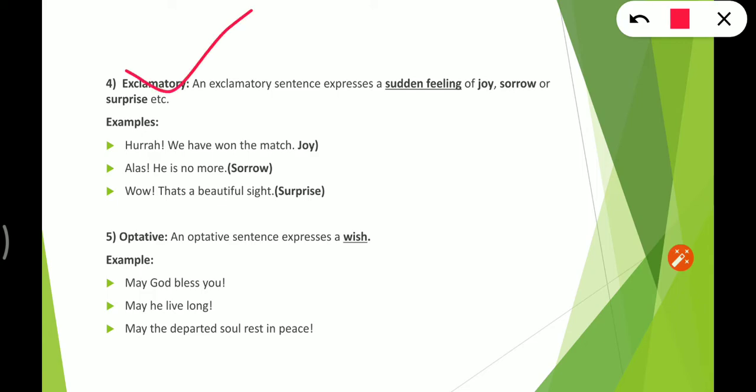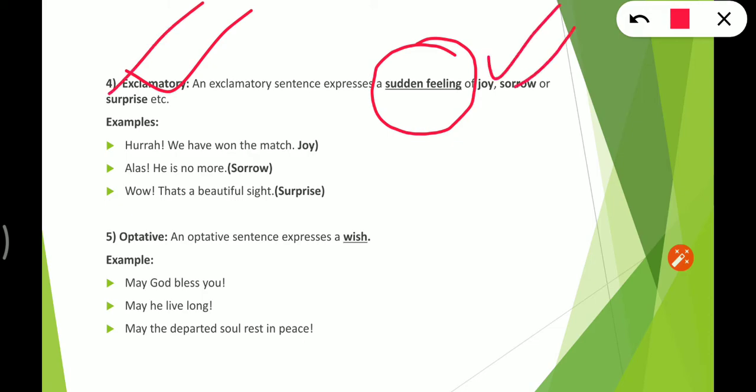Now here we have exclamatory sentence. Exclamatory sentences are those sentences which express sudden feelings, right? A sentence expressing a sudden feeling is known as an exclamatory sentence. Those feelings can be of joy, sorrow, surprise, any sudden feeling, right? Now here we have examples. Hurrah, we have won the match. So this is the feeling of joy. Alas, he is no more. So this one is sorrow. Wow, that's a beautiful sight. Surprise. Okay, I hope this is clear.